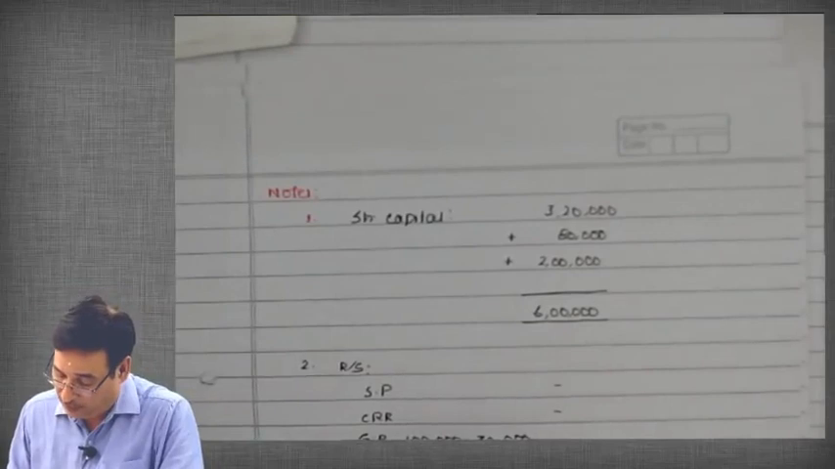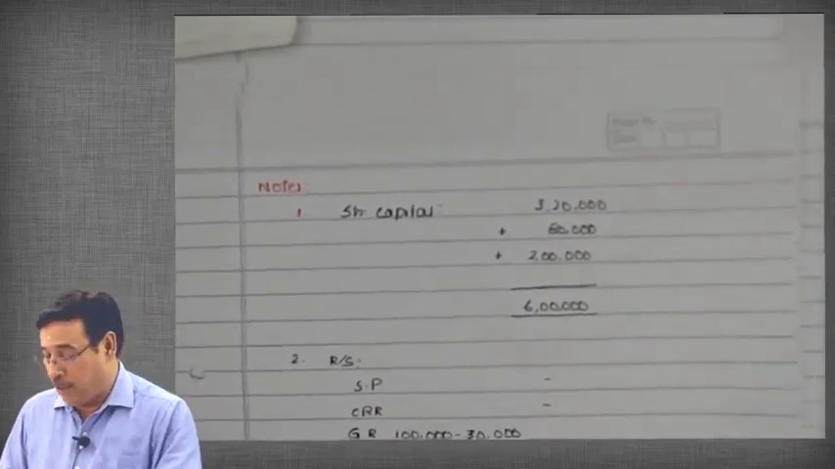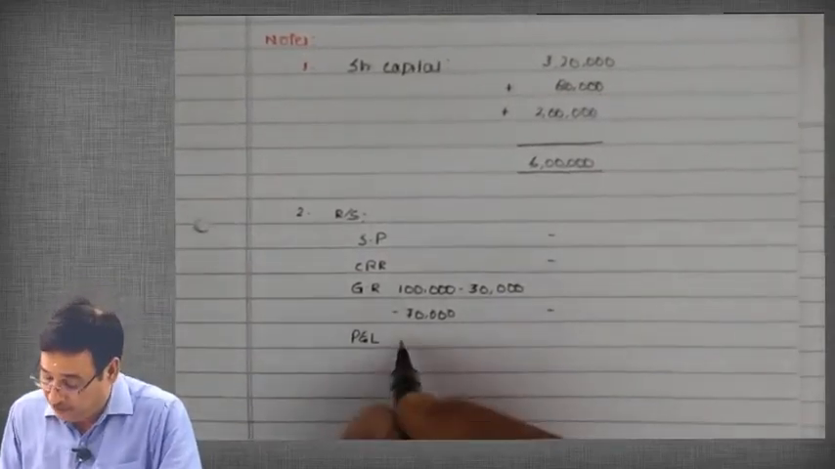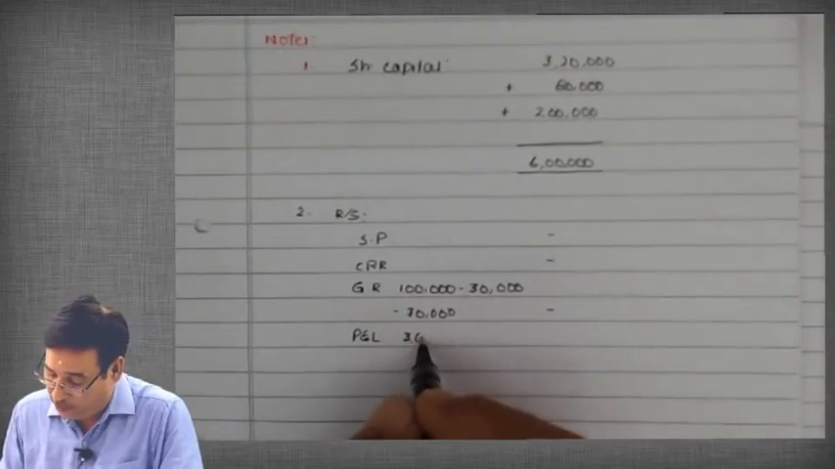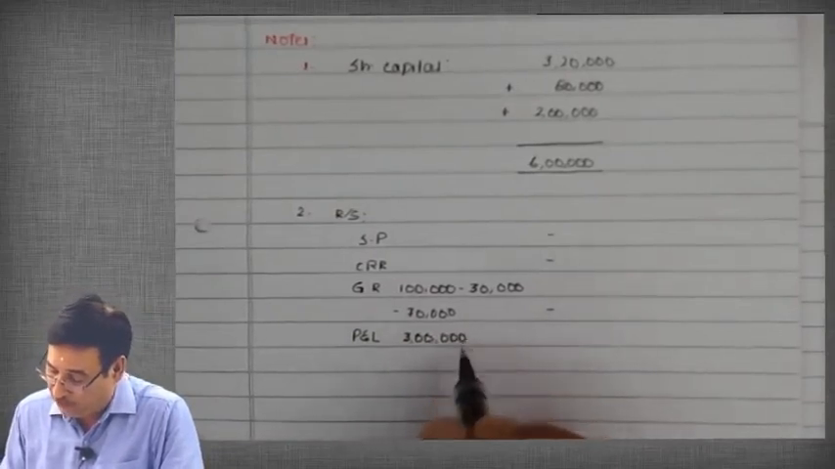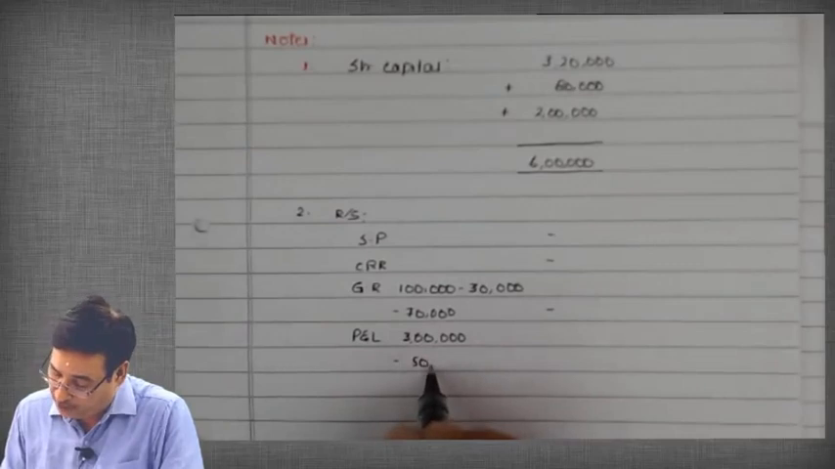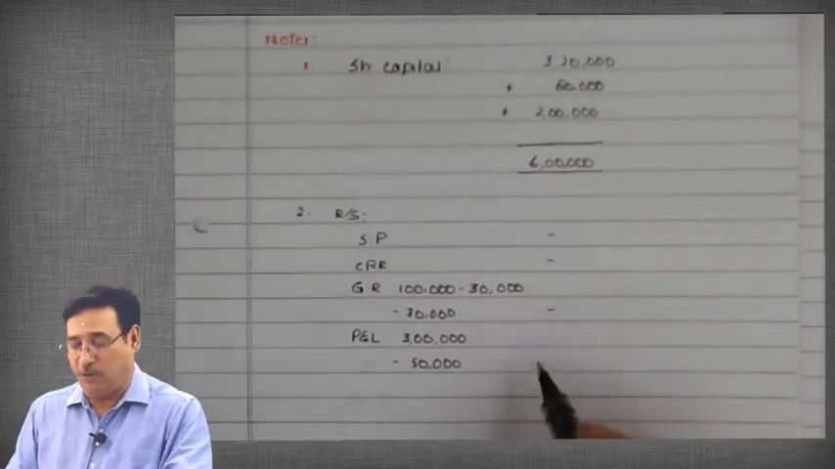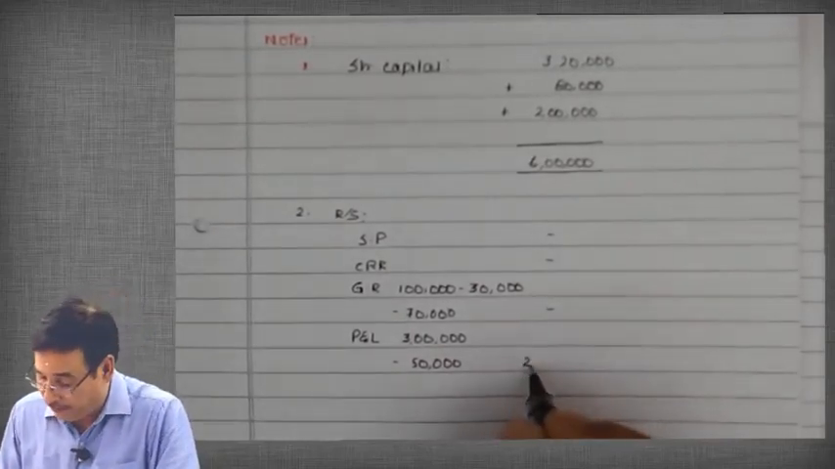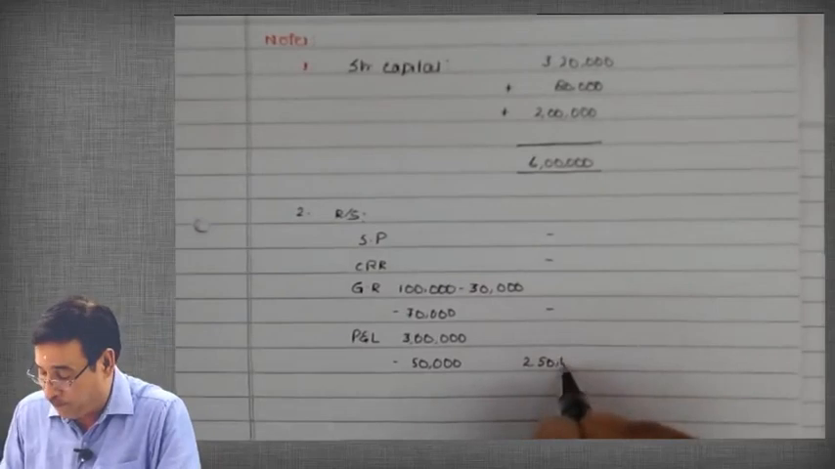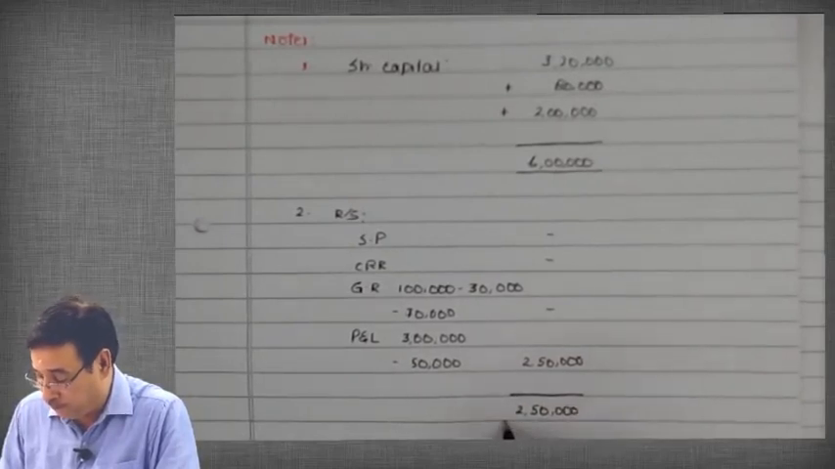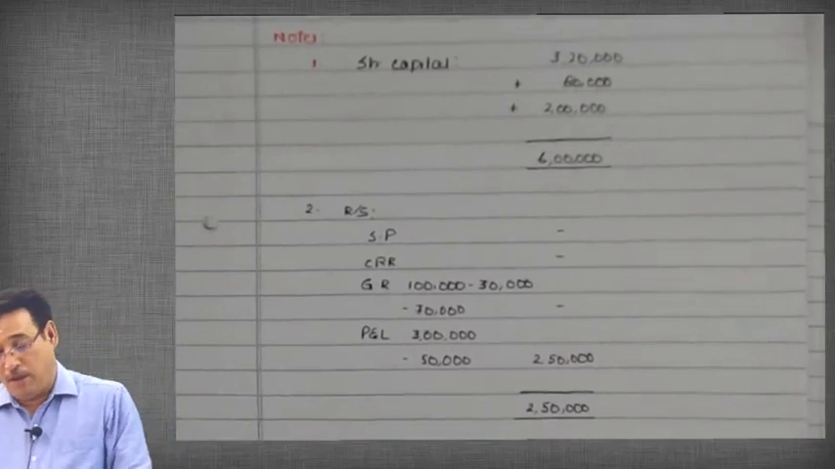Profit and loss account. The profit and loss account balance, as you can see, is given in the balance sheet as 3 lakh. How much did you utilize? You utilized 50,000. Why? Because as per the direction of the question, directors are interested only in utilizing 50,000 out of P&L. Correct? So 2,50,000 balance is still there. So all in all, we can say in our reserves, balance is 2,50,000. This is how you are going to do this question.